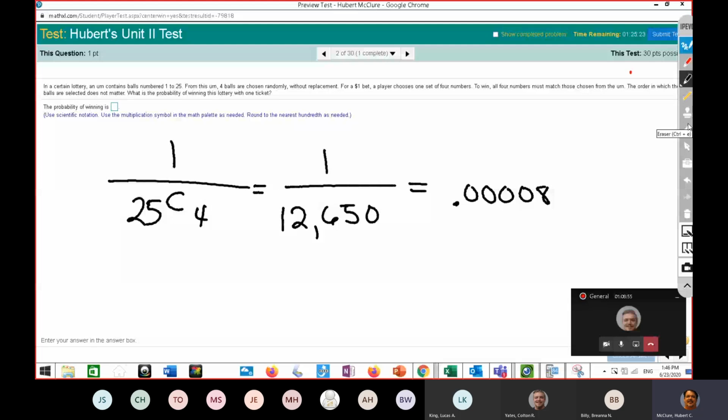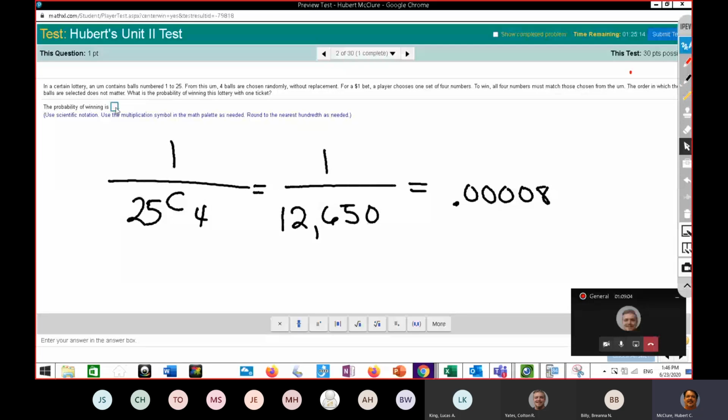Mr. Yates, what does it come out to be? 8 point what, or what point times 10 to the what? Wouldn't it be the 5th? I don't know the numbers. That's why I asked Mr. Yates. He had the numbers. That's going to be 7.91 times 10 to the negative 5th.